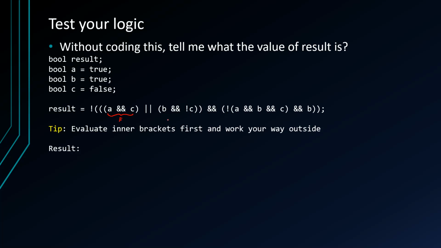All right, let's look at the next inner piece. B and not C. So B is true. Not C would be true as well. So true and true. Here we have a true. True and true is true. Okay. Let's see if we have any more inner brackets. A and B and C. Well, the and means that all of them need to be true. So A is true, B is true, but C is not. So this whole piece is false.